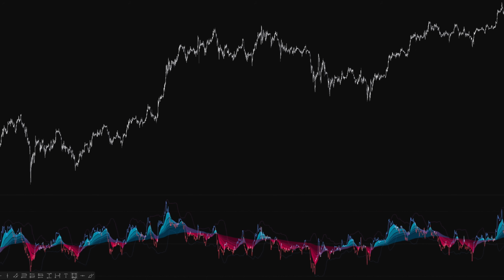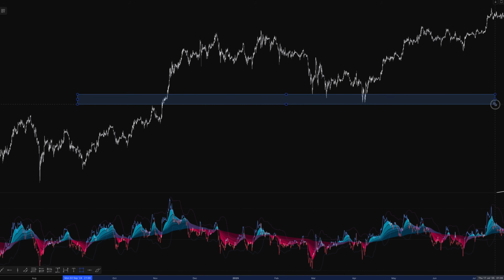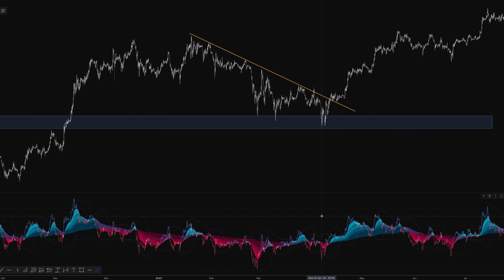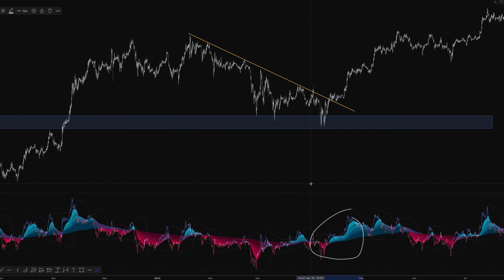Here's the truth about breakout trading. The indicator alone won't save you. TP RSI is powerful, but it works best when you layer it with structural analysis, support and resistance zones, trend lines, and chart patterns. Let me show you the workflow.